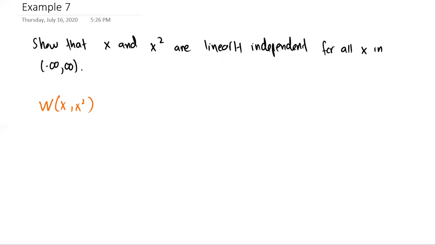By definition, this Wronskian is going to be this determinant. The first column is your function and then its first derivative. The second column is your second function and its derivative. And again, it doesn't matter in which order you put them, as long as the columns match. You can put x squared in the first column, but then the entry below it has to be the derivative of x squared. So it's going to be x times 2x, which is 2x squared.